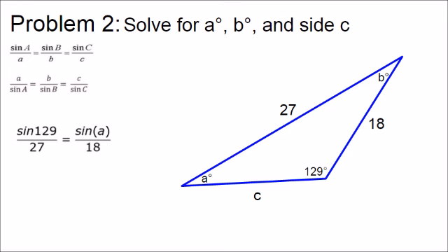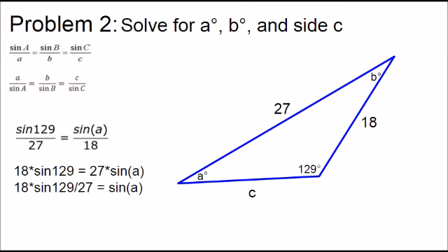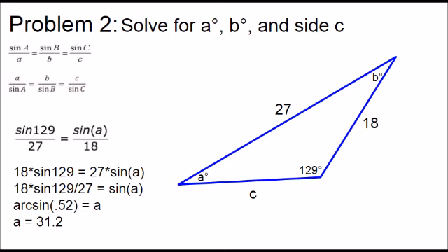So you take that proportion and cross multiply to get 18 sine 129 equals 27 sine A. This problem is kind of special because you can't really divide by 27 sine, so you have to do it separately. First you are going to divide 18 times sine 129 by 27. And when you do that, you get 0.52. Then you take arcsine of 0.52, because arcsine is basically like sine to the power of -1. Once you do that, you'll get your answer, which is 31.2. So angle A equals 31.2.